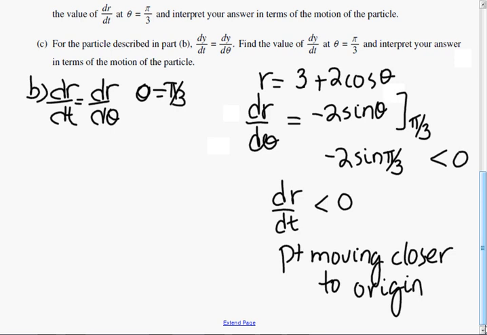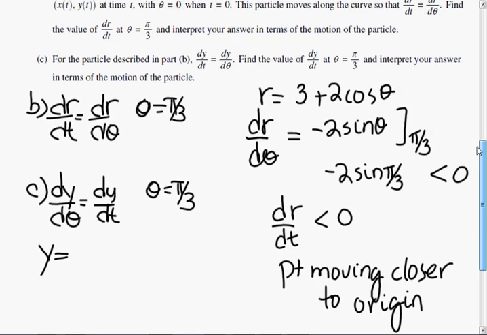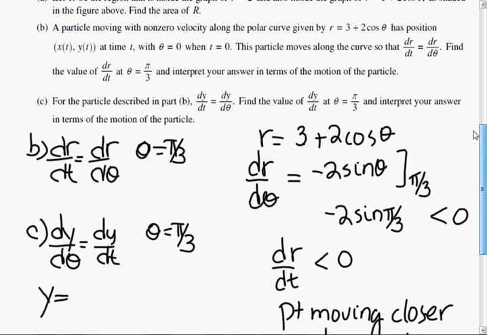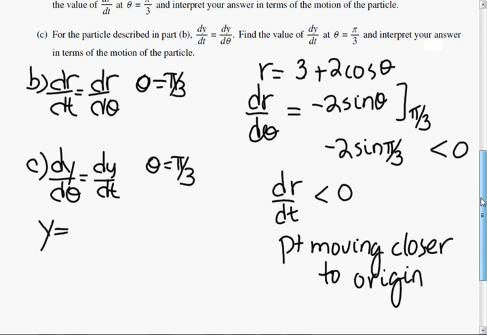Then what's C? C is, I want to find dy/d theta, which is equal to dy/dt. I want to do it at theta equals pi over 3. What's y equal to? What does it mean? It means the particle's moving closer to the origin. So just find dr/d theta, which is really easy. And you can put it on your calculator, but I'll do it by hand.